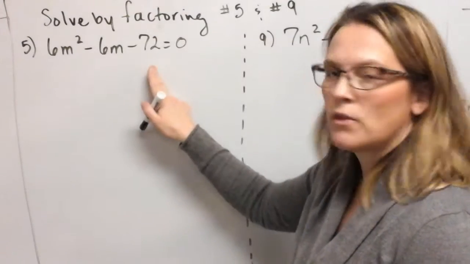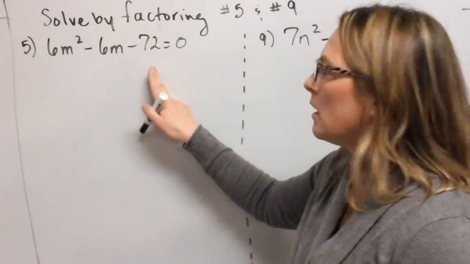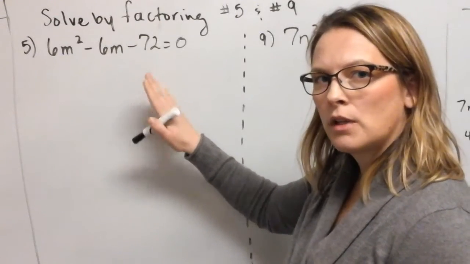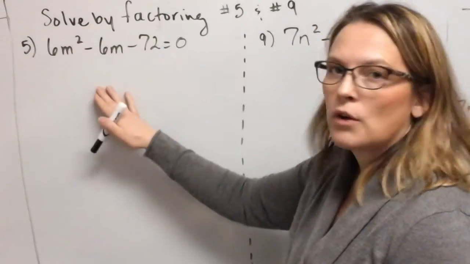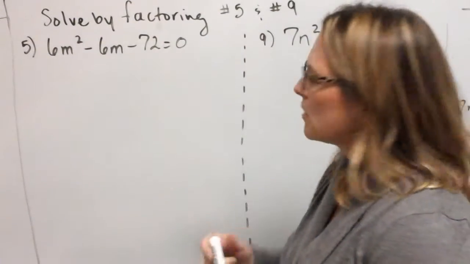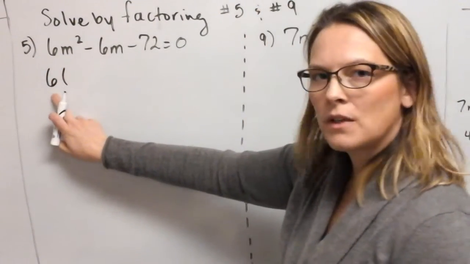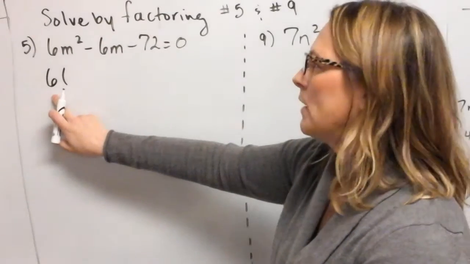Sometimes every term will have a variable when you have like a third-degree polynomial. This one does not, so it's only a quadratic. I'm only looking for a number that goes into every term. So every term is divisible by 6, so I'm going to factor out a 6. When I say I'm factoring it out, that means I'm leaving it on the line and I'm just putting it in front of a set of parentheses.